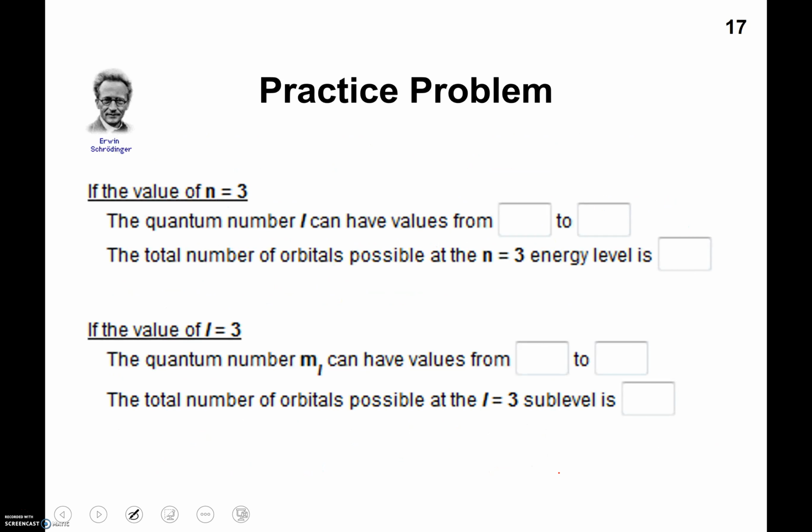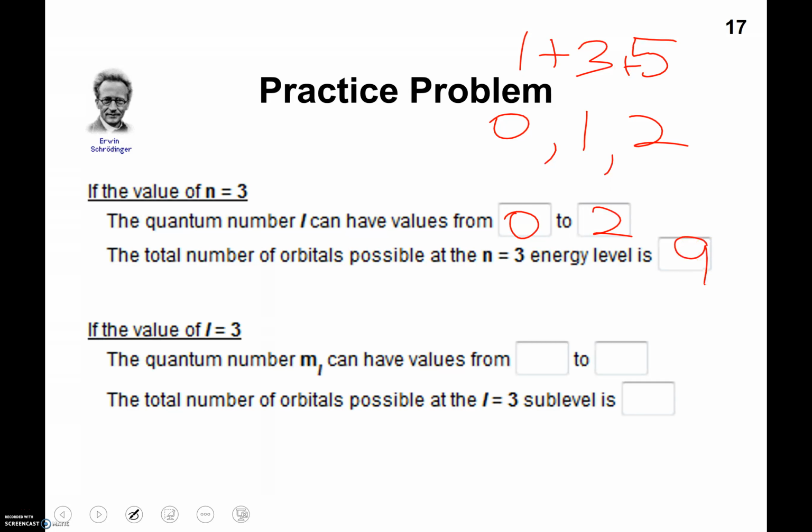All right, if you have an n value of 3, what are the different quantum numbers that you can have for L? Well, if you're in a third energy level, you can have s orbitals, p orbitals, or d orbitals. So L can go from 0 to 2. What is the total number of orbitals possible at n equals 3? Well, there's 1 orbital there, and 3 orbitals there, and 5 for that. So 5 plus 3 plus 1, that looks like 9 orbitals.